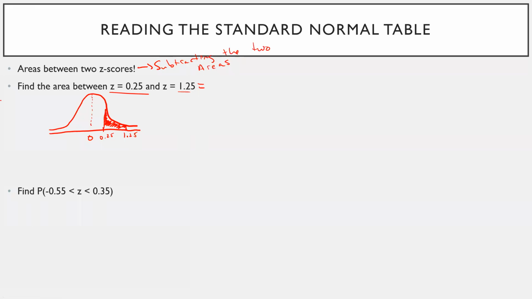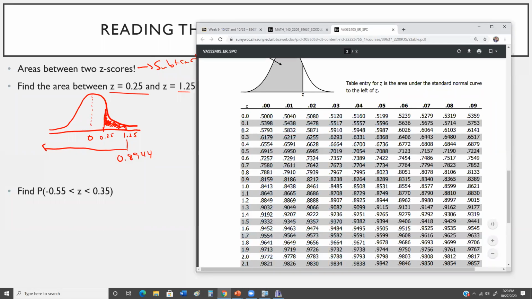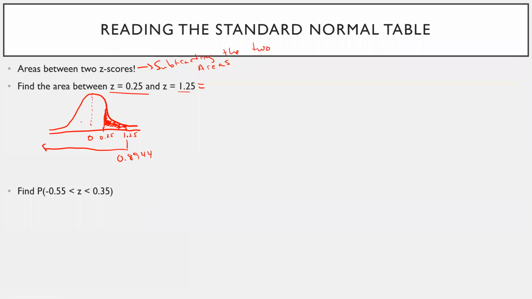Right, so just so we're clear, that's the area from here all the way this way. So I don't care about this unshaded area here. So let me look up 0.25, which you actually did for us. So 0.2 is the first digit, 5 is the last digit. That's where you get the 0.5987, okay? So that's this unshaded area.